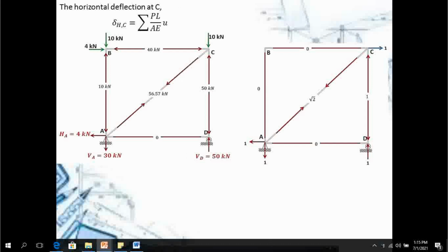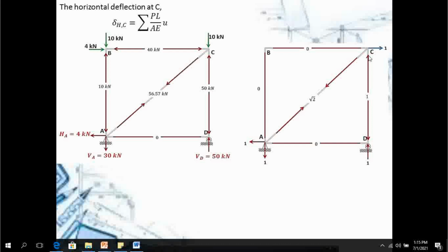Before I further discuss with you yung next step, I just want again to remind you guys, kapag in using the unit load, kapag ang unknown is horizontal deflection at C, dito sa may step 2, you apply a 1 unit load, horizontal direction at point C.